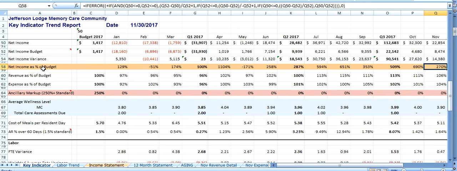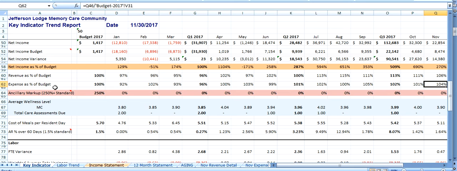Net income as percent of budget. This is basically your net income compared to what your goal was. So I was 270%. You want this to be at 100% or above, so that's a good number. Your revenue as percent of budget: I was above 100%, so good job.